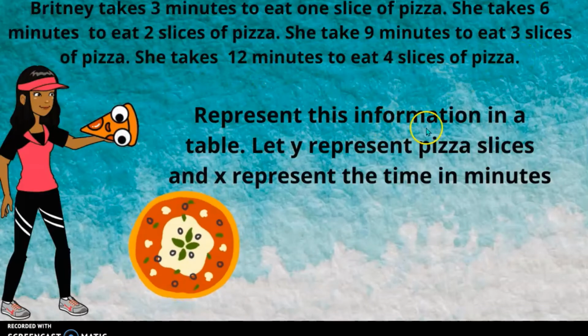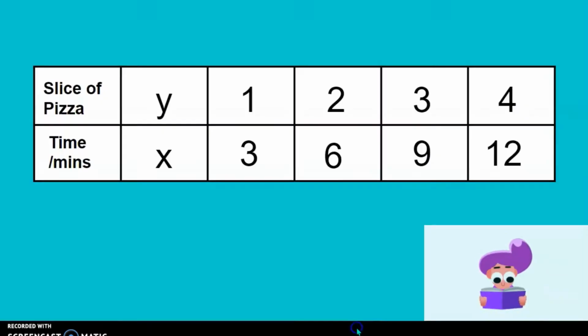Let's represent this information in a table. We'll let Y represent pizza slices and X represent the time in minutes. This is our information in a table form. Y represents slices of pizza and X represents the time in minutes.